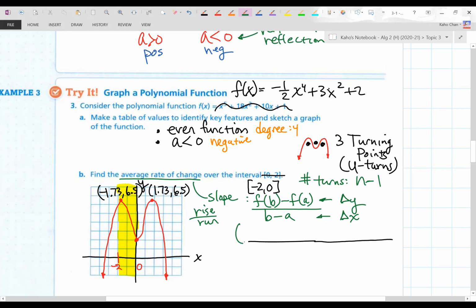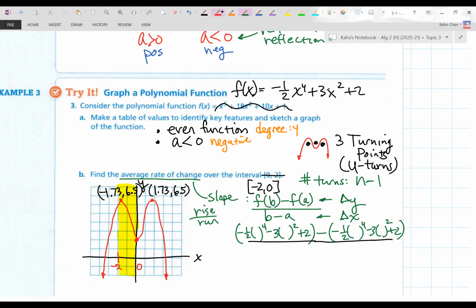I'm going to write small here. -1/2 x to the 4th, sorry, minus 3x to the 2nd power plus 2 minus the same thing right there. I'm going to put in the interval values, -2 to 0. It's a lot of work, isn't it? That's crazy. All over b minus a.